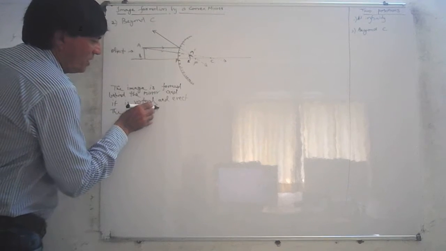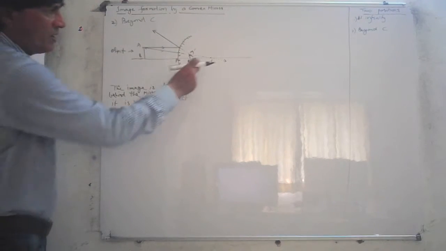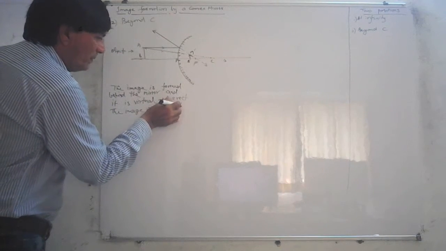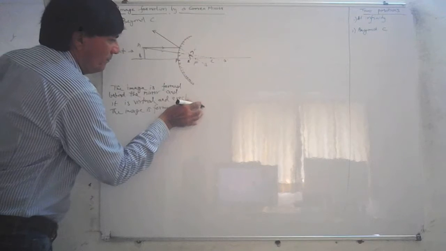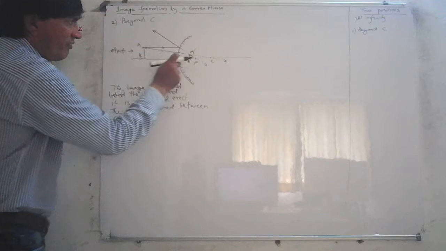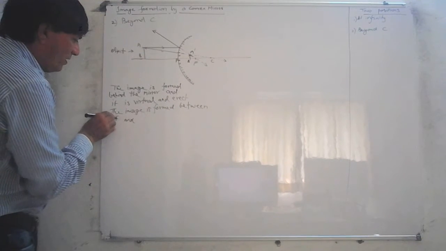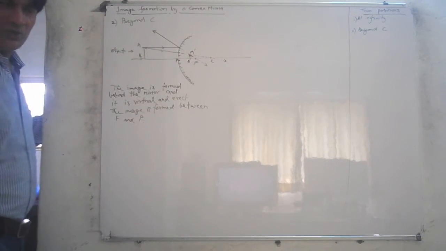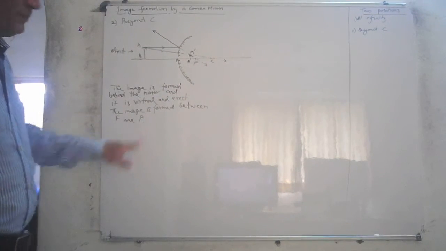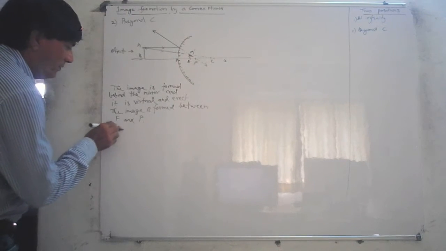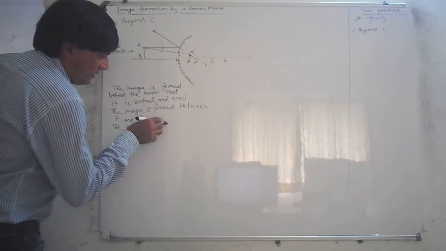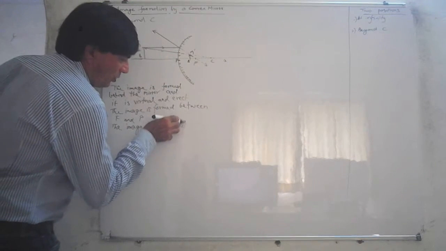Now, where is the image formed? Between C, this is the focus, and this is the pole. It is formed between F and the pole. That means the image is formed between the focus and the pole of the mirror, between F and P. The image is diminished. Diminished means small. Alright?